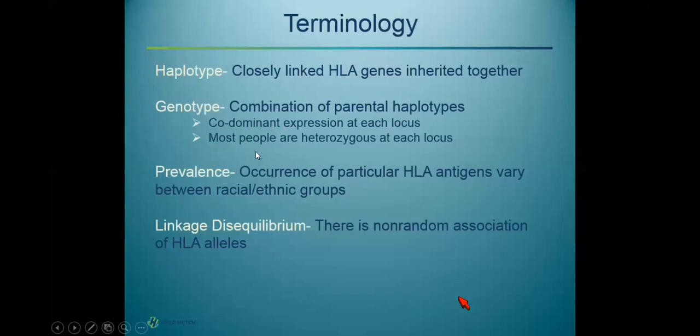And in a given situation, for the haplotype or genotype, you don't get the same alleles from the father and the same alleles from the mother. You get a kind of cross. So the genotype is always heterozygous for each locus for a specific allele of a haplotype. And prevalence is the occurrence of antigens between ethnic groups or races, population genetics, and linkage disequilibrium, the non-random association of HLA alleles.